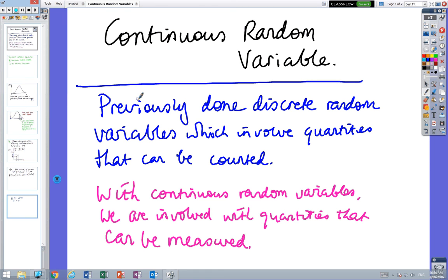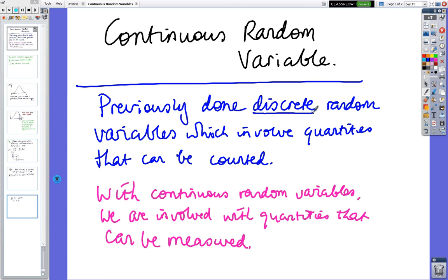Okay, so we're looking now at the next part of the statistics, which is continuous random variables. The work you've been doing already involved discrete. Discrete just means things that can be counted, so you have to have whole numbers, like 2s and 3s or whatever. But continuous random variables involve things that can be measured.